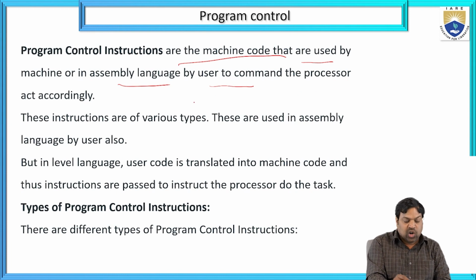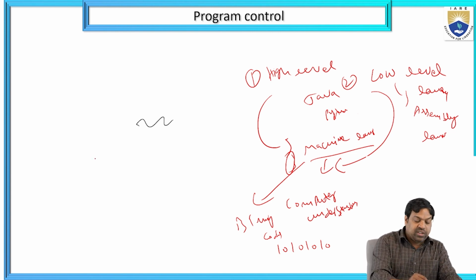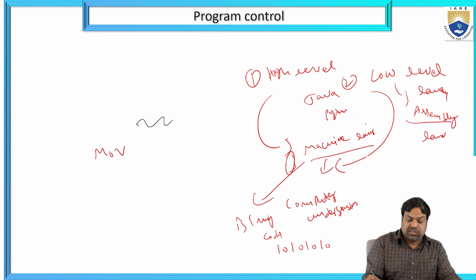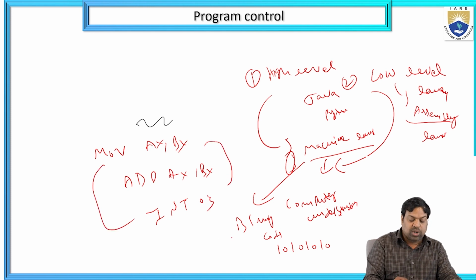These commands the processor accordingly, and these instructions are of various types. What are instructions? Suppose I take addition of two numbers in Python. The lines in it I call instructions. Suppose I take addition of two numbers in assembly language: move ax comma bx, add ax comma bx, int 03. So it is a program, the addition of two numbers, and since it is in assembly language, it is an assembly language program.